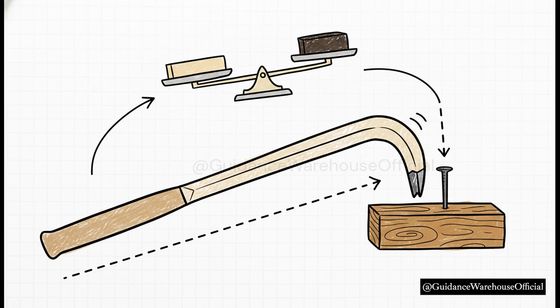Machines simply reduce the input force needed by trading it for distance. You have to push the long end of that crowbar down a full 10 inches just to lift the nail one single inch. You trade a long distance to multiply your pushing force. That trade-off is the absolute golden rule of all simple machines.